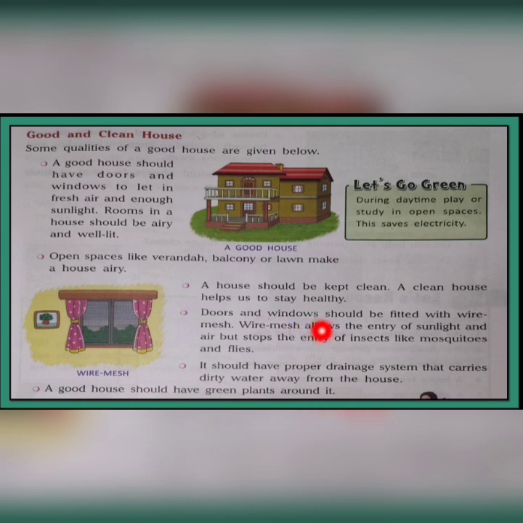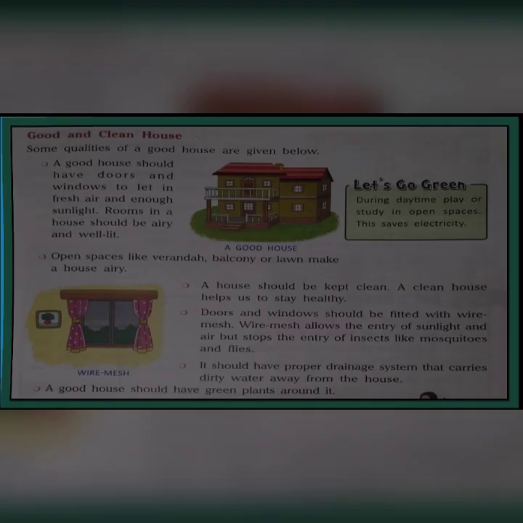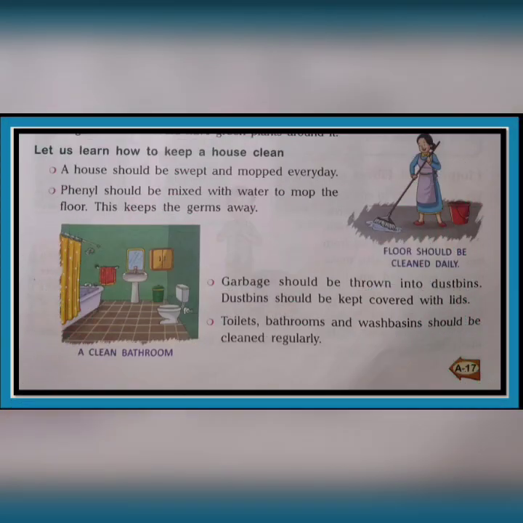Doors and windows should be fitted with wire mesh. Wire mesh allows the entry of sunlight and air but stops the entry of insects like mosquitoes and flies. And there should be a proper drainage system that carries dirty water away from the house. A good house should have green plants around it. Next, let us learn how to keep a house clean.